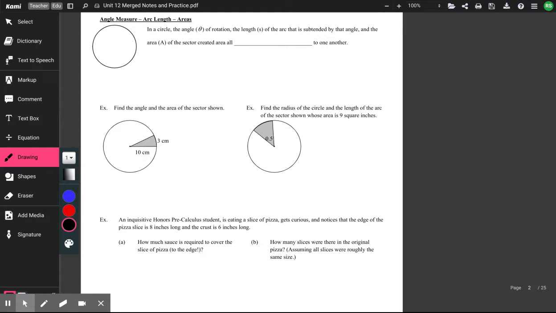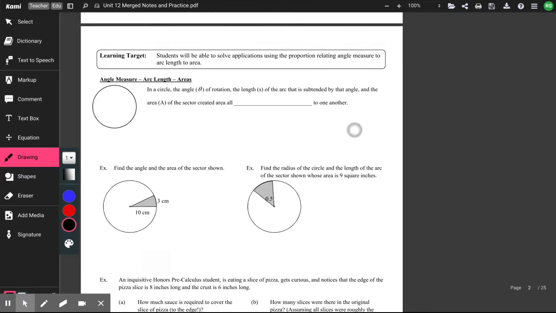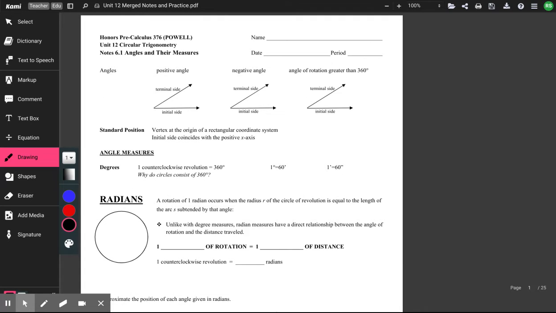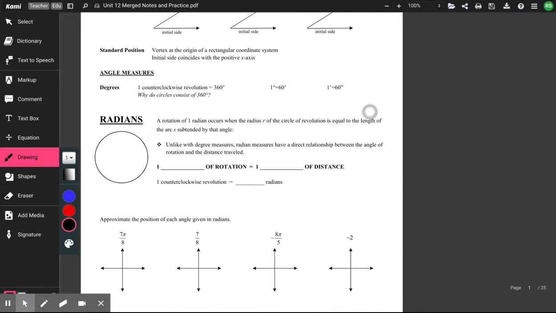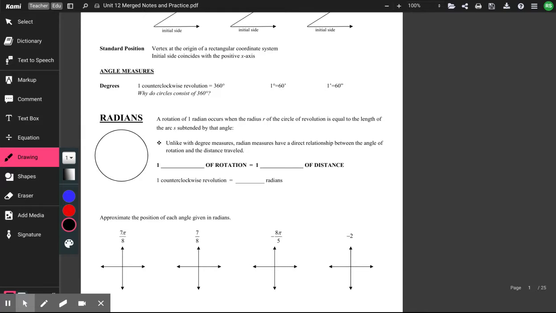All right, everyone. Today we're going to be taking a look at the second part of our day one notes here. Mr. Powell introduced you guys to some of our concepts on the first page. He dove into talking about positive and negative angles, and angles that have rotations greater than 360. He reiterated the definition of what a radian is.